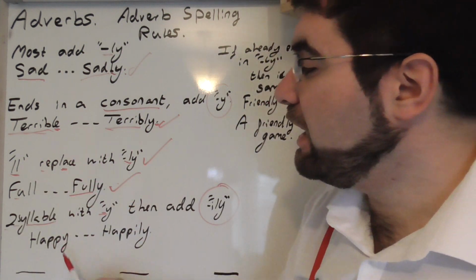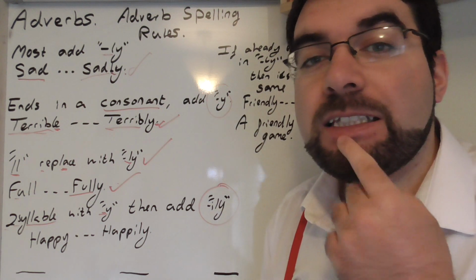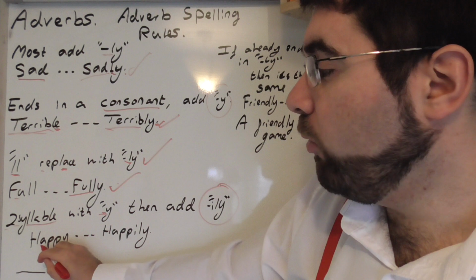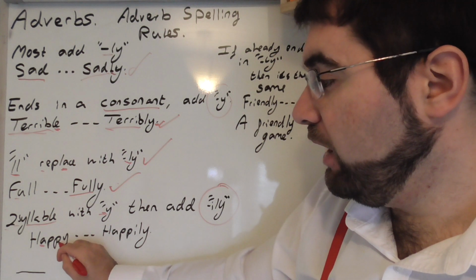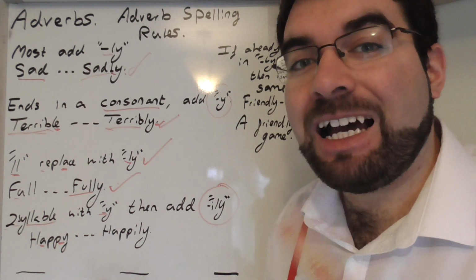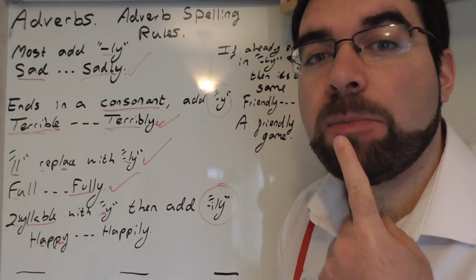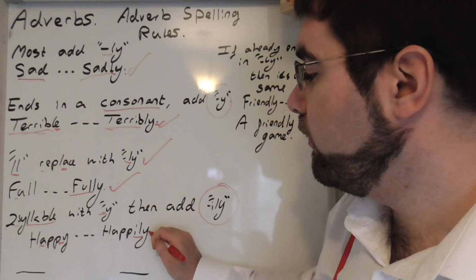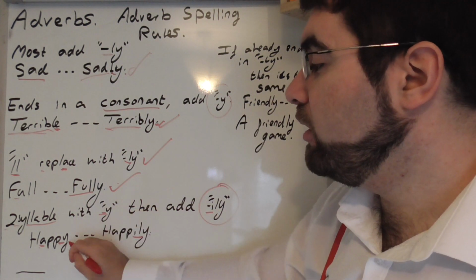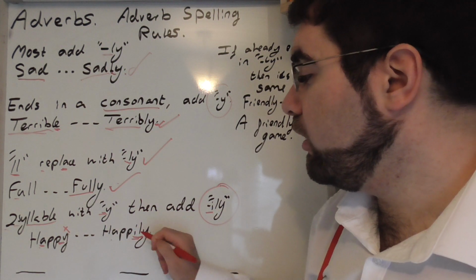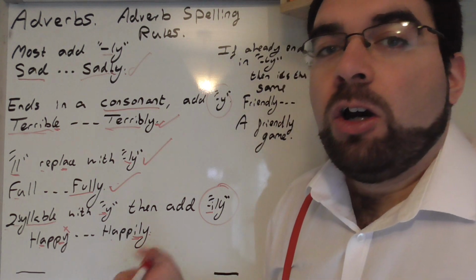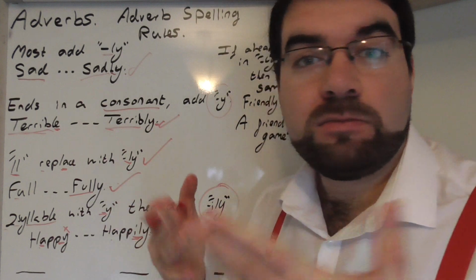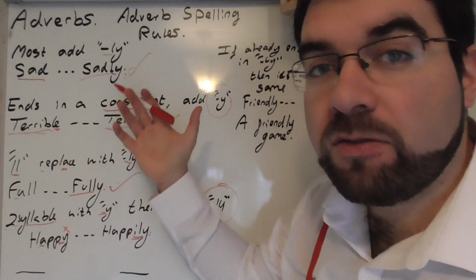So happy, or how many times we say the sound of a vowel as well. Even though it's only got one vowel here, this PY sounds like an I. Happy. So happy turns into happily. ILY. Get rid of the Y and add ILY. Happily. We will happily help you up the mountain. I will happily teach you adverbs.